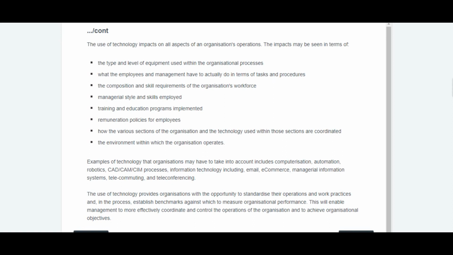This will enable management to more effectively coordinate and control the operations of the organization and to achieve organizational objectives.